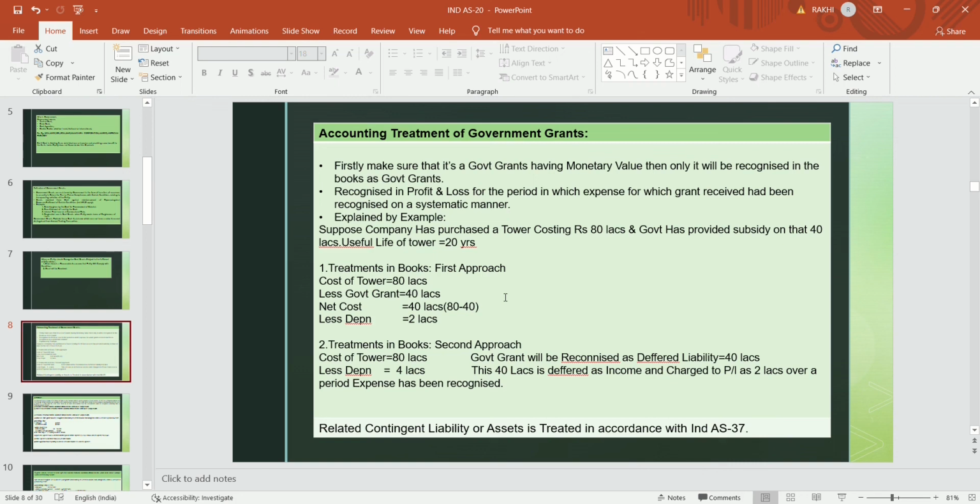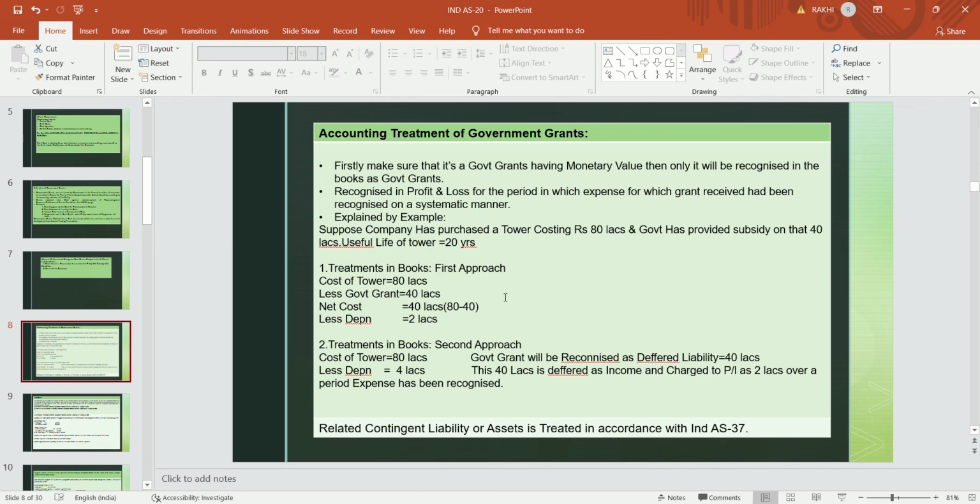But that grant is subject to the fulfillment of a condition over a period of 20 years. If the company fulfills that condition, then only the company will receive the grant. Otherwise, if the company does not fulfill the condition, it has to be repaid by the company to the government. So how will the company treat it in its books? There are two approaches.